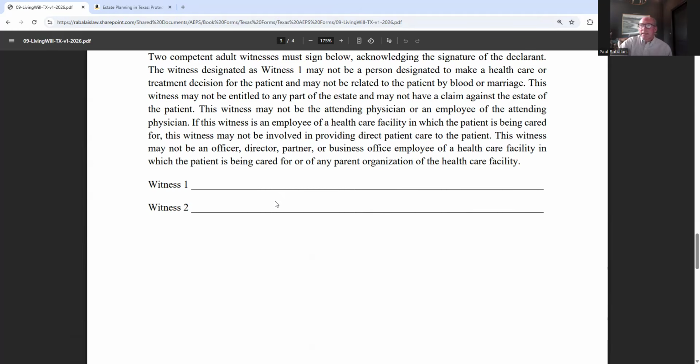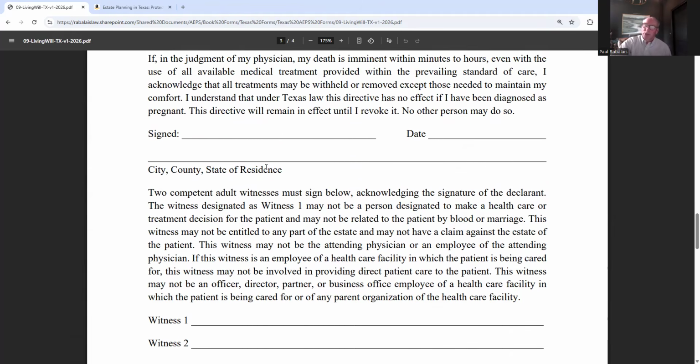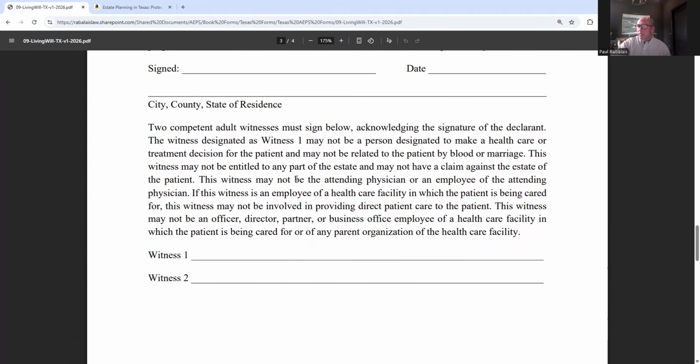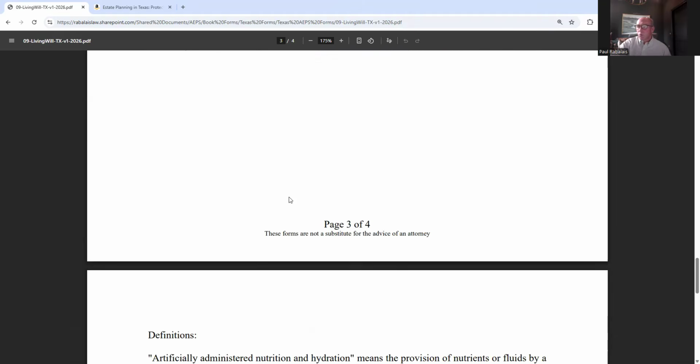And then also real important is the execution requirements, execution meaning signing requirements. They're very particular about who can and cannot be a witness. So this is not something you can just sign at the dinner table with your family and pass it around and have your children witness it. Because, for example, the witness may not be entitled to any part of the estate, may not have a claim against the estate, can't be your doctor, can't be an employee of your doctor, and really shouldn't be an employee of the healthcare facility where you're being cared for. So be real careful about those witness requirements.